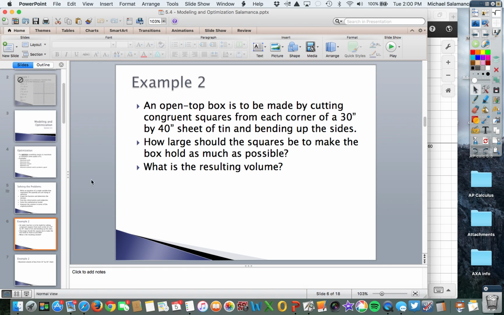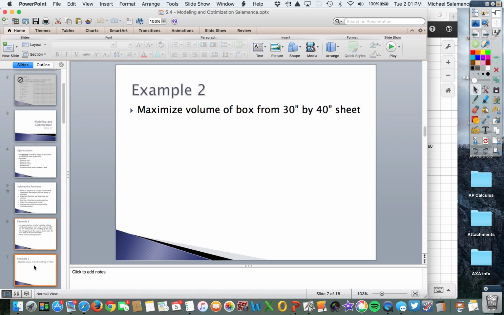Now it says an open top box is to be made by cutting congruent squares from each corner of a 30-inch by 40-inch sheet of tin and bending up the sides. How large should the squares be to make the box hold as much as possible? What is that resulting volume? There's a lot of things in there, but essentially we want to maximize the volume of a box from a 30-inch by 40-inch sheet.